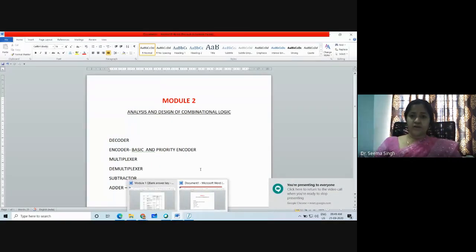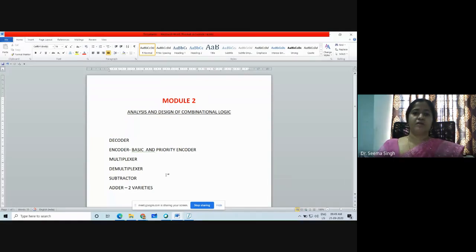Just to start with your module 2. Module 2 comprises all these topics: decoder, encoder, mux, demux, subtractor, adder. Adder will include the parallel binary adder as well as the look ahead adder. We will implement various functions using the various varieties of these logic circuits available in the market. Various ICs are available for decoder, encoder, mux, demux, subtractor as well as adder. We will see how to use them to implement various functions.